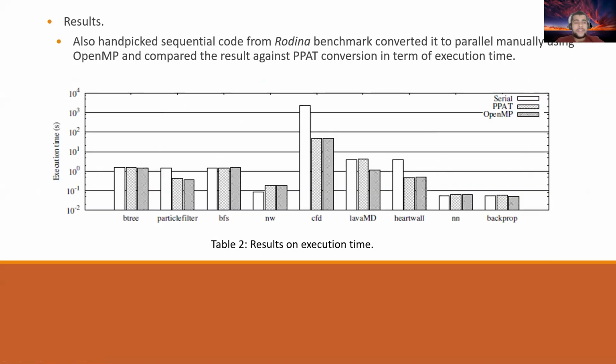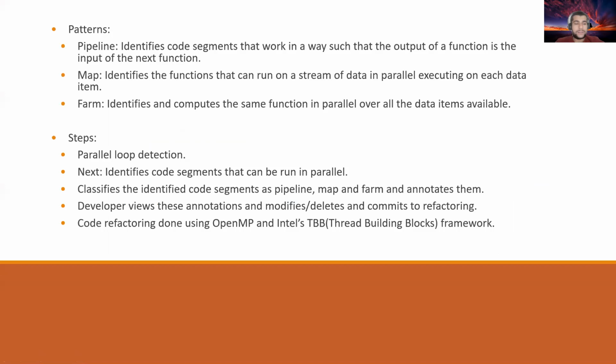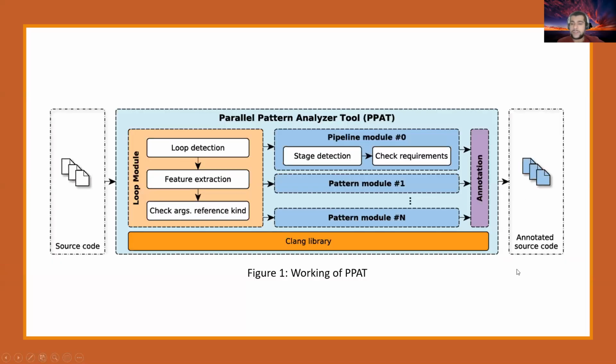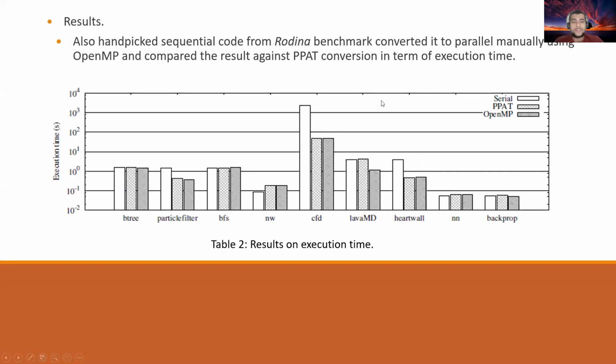And then the next thing that they did is they also compared the execution time. Like I said earlier in the steps, this tool also refactors the code. After the developer views these annotations and commits to them, the tool will automatically refactor the code for the developer. So this is the comparison of execution time of the refactored code compared to other categories, which I'll just explain.